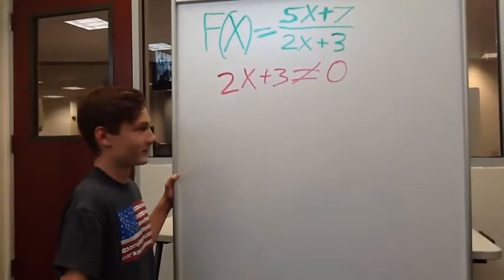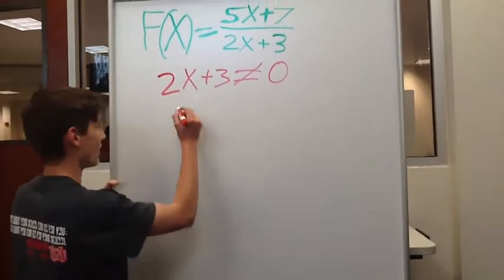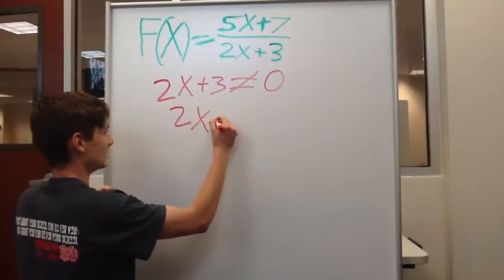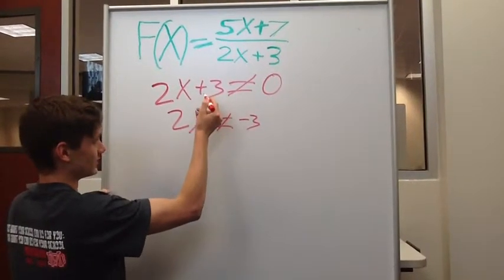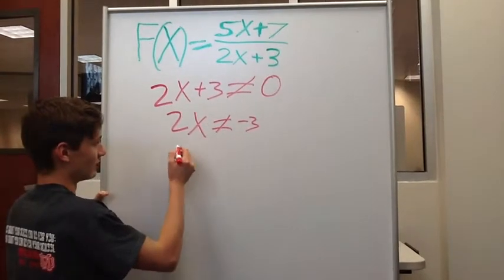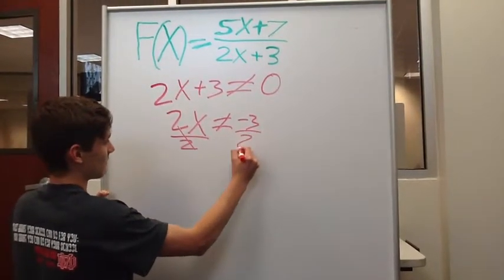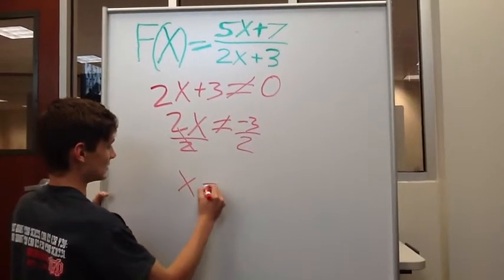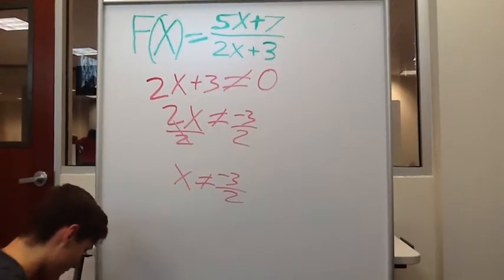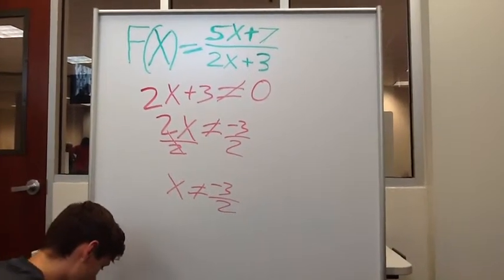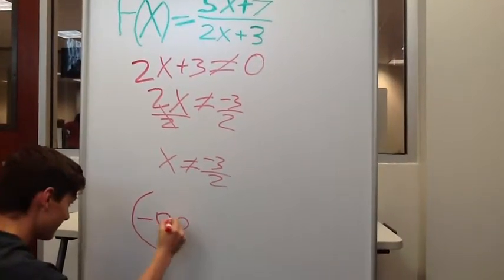It's undefined. So, we know that 2x + 3 cannot equal 0, so therefore 2x is not equal to negative 3, and we get that, of course, by subtracting 3 from both sides. So then, our next step is to divide by 2 on each side, which gives us x is not equal to negative 3 over 2.